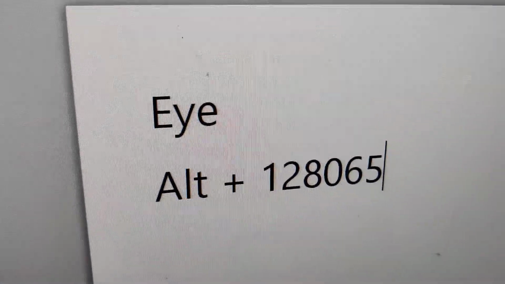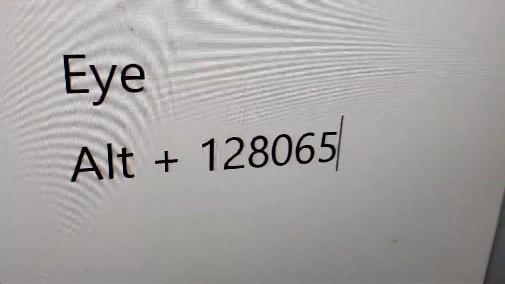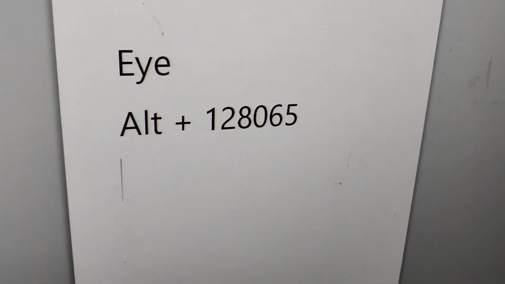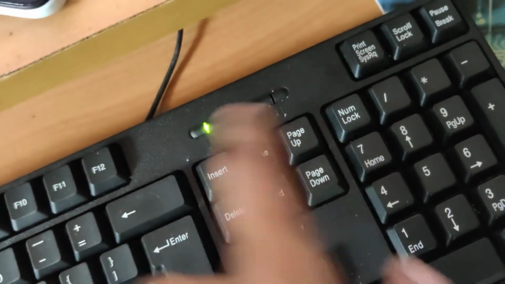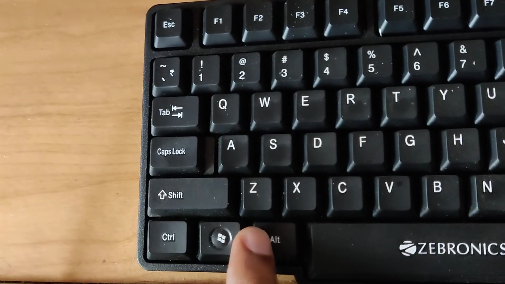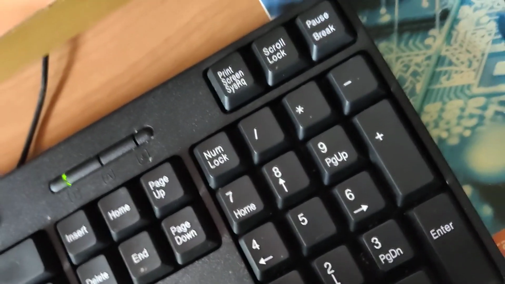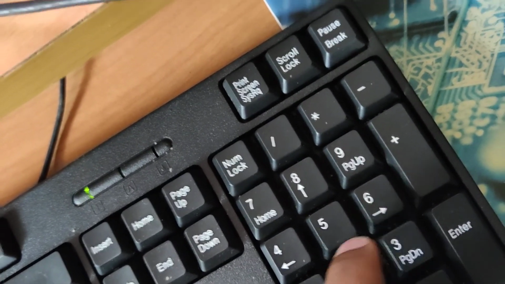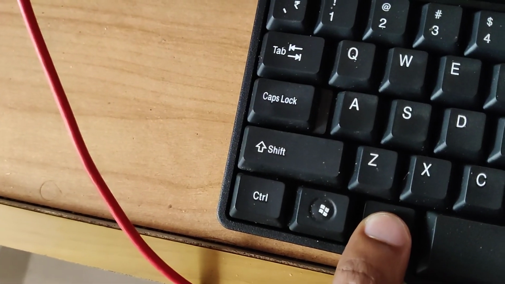Now if you want to type the eyes symbol, I will show you. The shortcut is Alt plus 128065. That is, you must go to your keyboard and turn on the number lock. After that, press and hold the Alt key, and at the same time type here 128065, and after that release your finger from the Alt key.